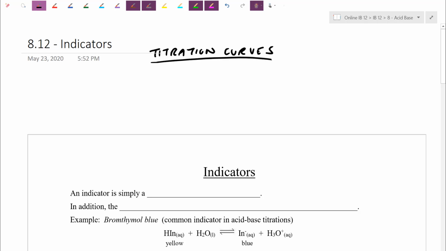It's so easy for them to switch things. Oh, I'm dropping in acid or I'm dropping in base, and suddenly the curve looks completely different. You need to be able to rationalize your way through a titration curve. Today our lesson on indicators will roughly deal with that as well.